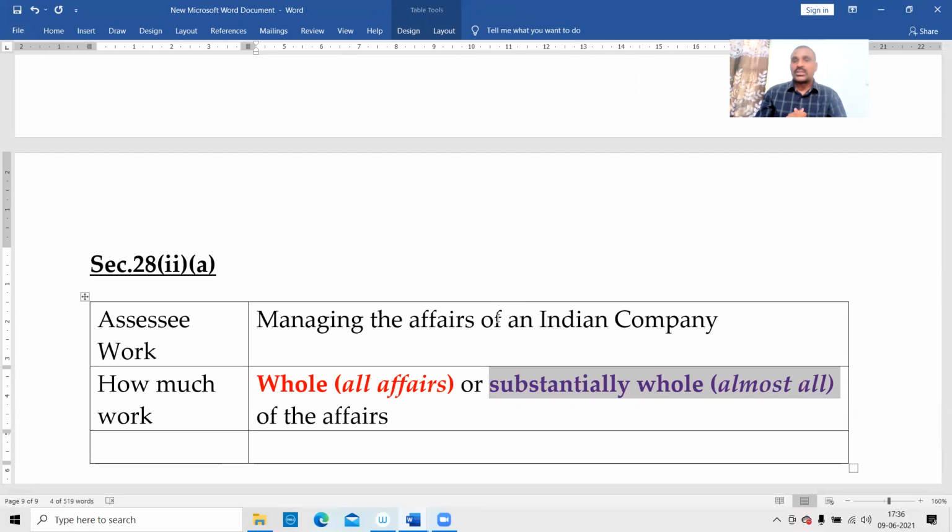Who is an associate? Managing the affairs of a company. How much work is the associate doing? Whole or substantially the whole of the affairs. Okay, right.